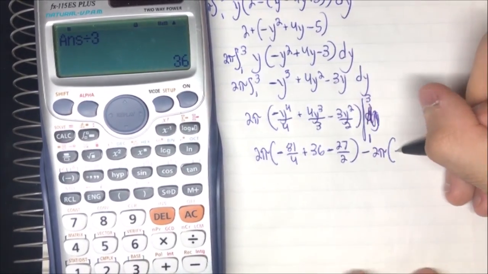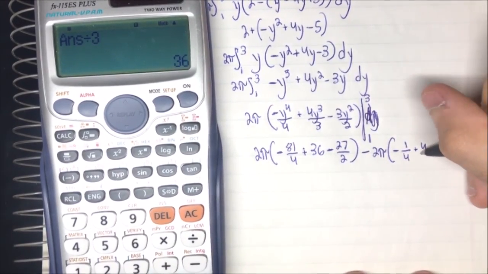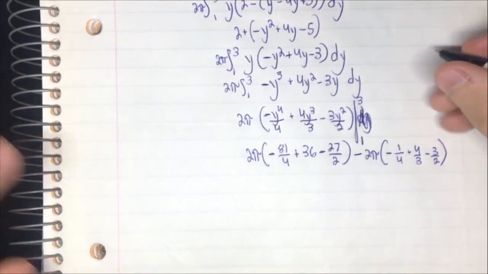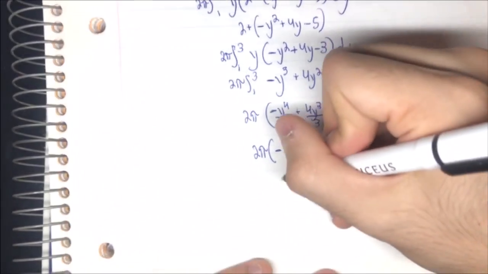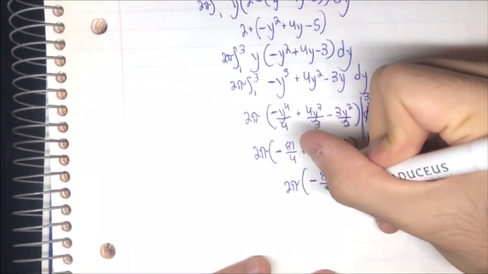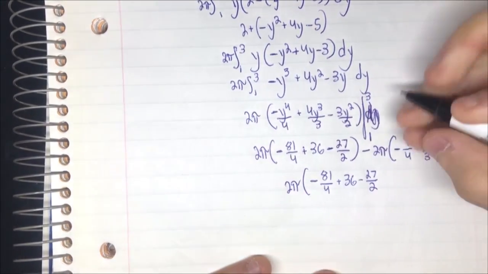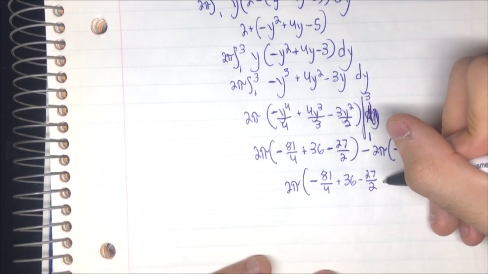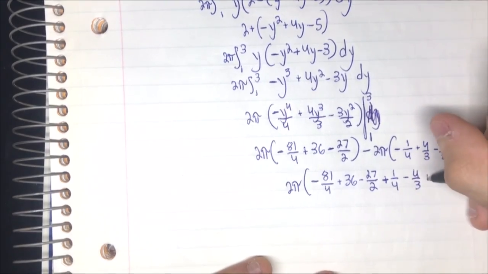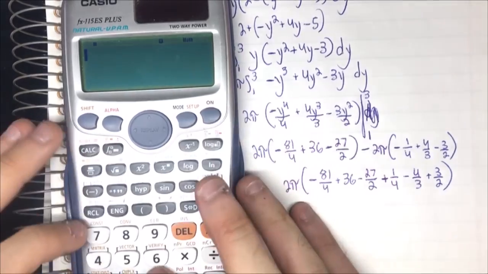And then over here, now we're plugging in a 1, so we get negative 1 over 4 plus 4 over 3 minus 3 over 2. Cool. And now they both have 2 pi's, so let's just take out a 2 pi in front. So this is what we actually have: 81 over 4 plus 36 minus 27 over 2. And then we distribute in the negative, so that's going to be plus 1 over 4 minus 4 over 3 plus 3 over 2. So now we have to calculate all of this.